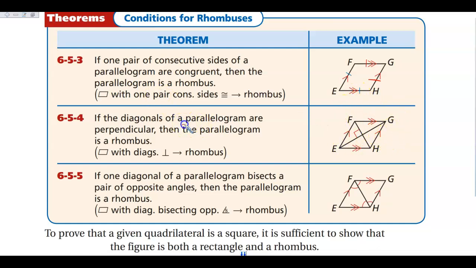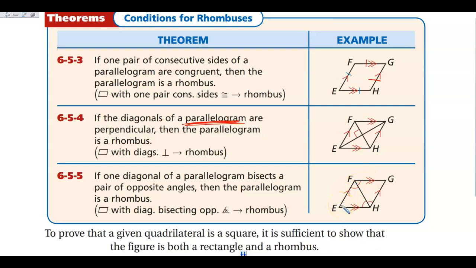Next, again, I'm told first that I have a parallelogram with perpendicular diagonals. That's a rhombus. And a parallelogram with one diagonal bisecting opposite angles. So these 2 angles are congruent and these 2 angles are congruent.